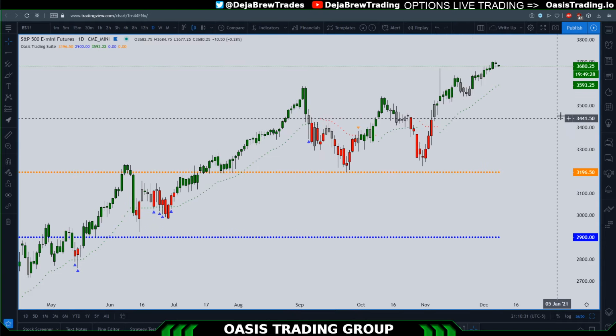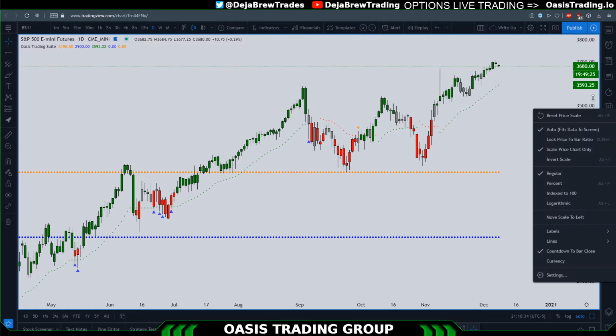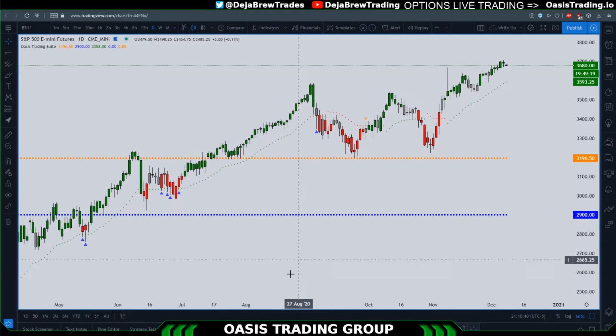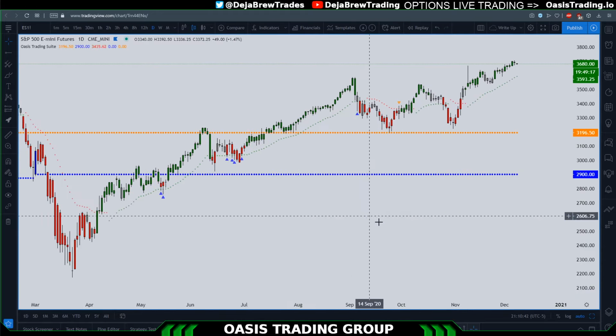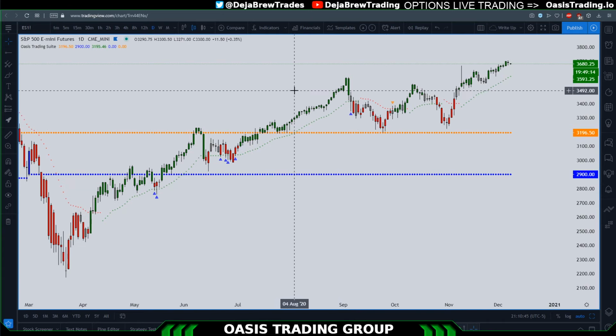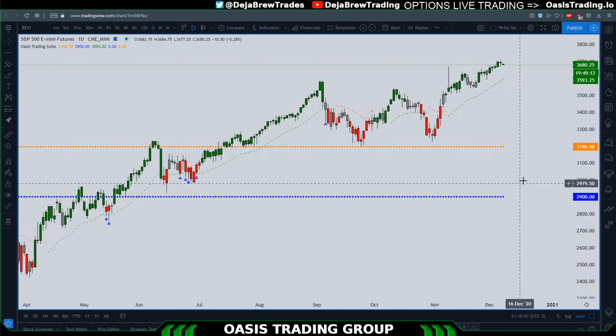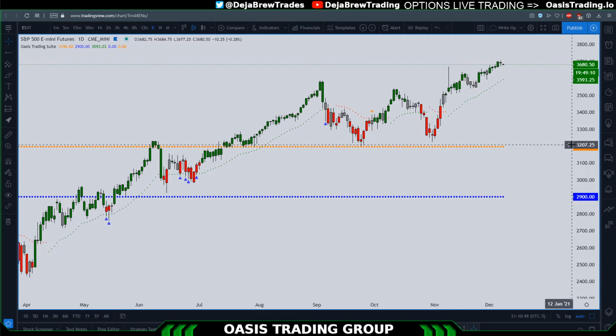Another tip before we get started is make sure to right click on your scale and use scale price chart only. If you don't turn this on, it will start scaling it based on where the pivots are on your chart, and sometimes this will squish your chart down to a very small margin. So make sure you right click, scale price chart only.